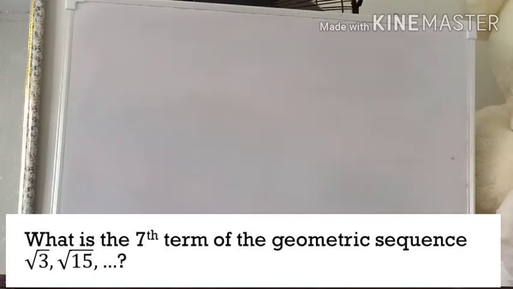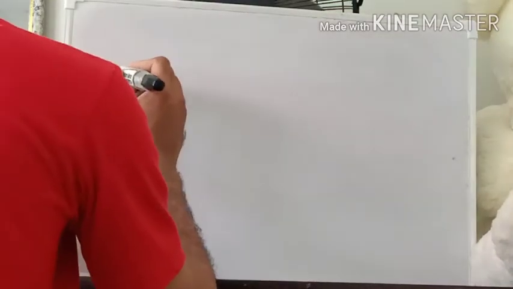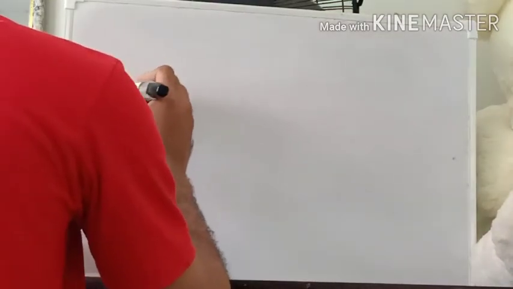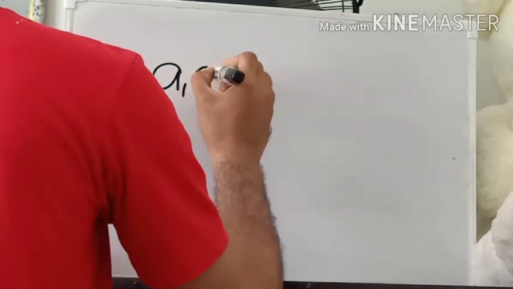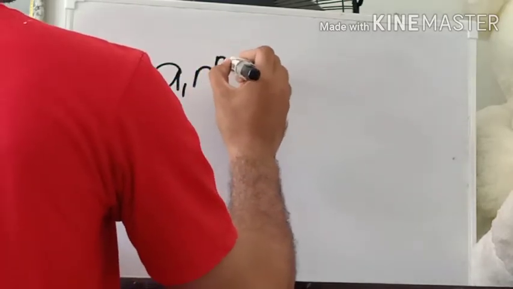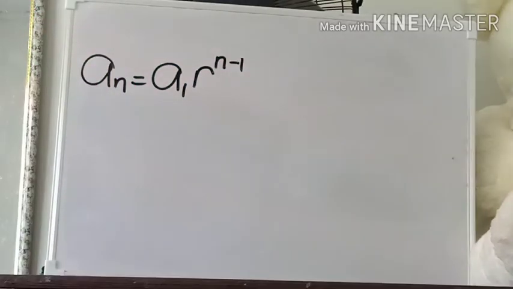So, the general form for the nth term of a geometric sequence is simply a sub n is equal to a sub 1, which is the first term, times the common ratio raised to the number of terms minus 1.